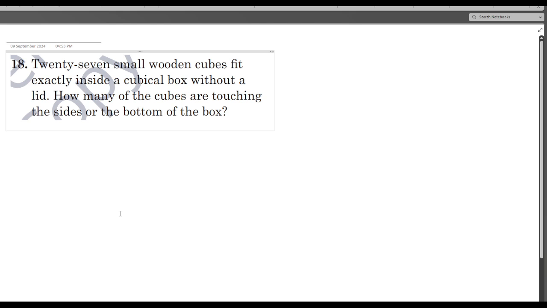Now your 18th question: 27 small wooden cubes fit exactly inside a cubical box without a lid. How many of the cubes are touching the sides or the bottom of the box? 27 small wooden cubes fit exactly inside a cubical box without a lid. How many of these cubes are touching the sides or the bottom of the box?